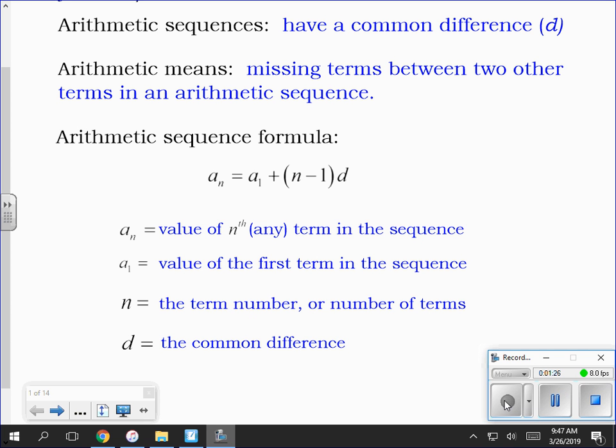So a sub n is the nth term. A sub 1 is the first term. N is the number of terms that we're dealing with, either that term number we're trying to find, or if we have a particular term and want to find out where it is in the sequence, N is where it is in the sequence, and D is the common difference. Like I said, we'll be using that formula somewhat today.